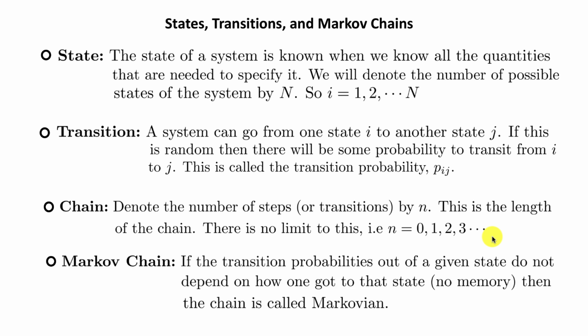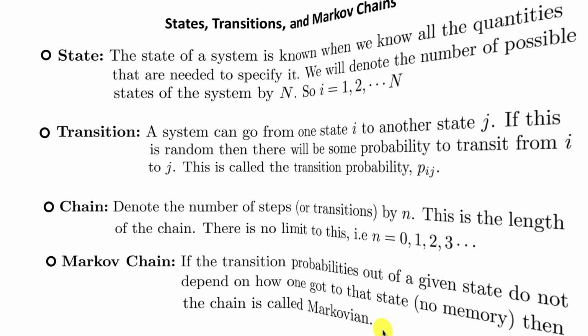Now, that's for any chain, but a Markov chain is one in which the transition probabilities out of a given state of the system do not depend on how one got into that state. In other words, if you got into one particular state from some other state, it doesn't matter how you got into that state. In other words, there's no memory. If there is no memory, then that chain is called Markovian.